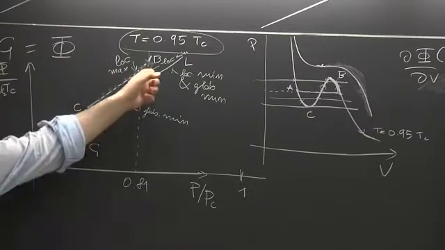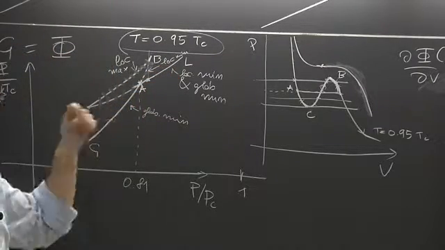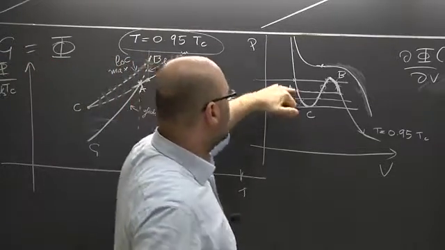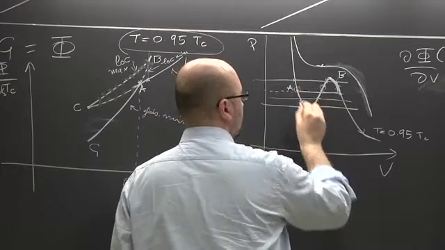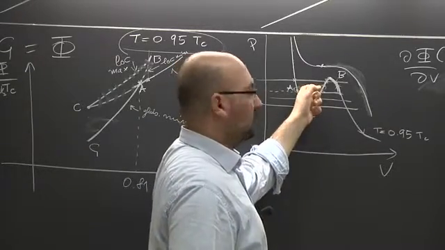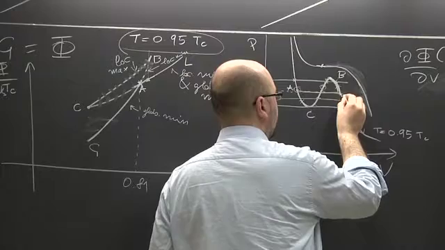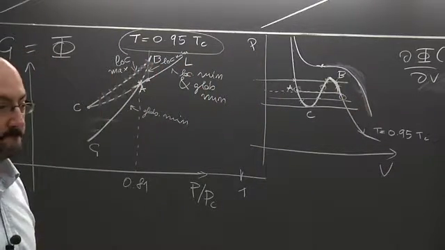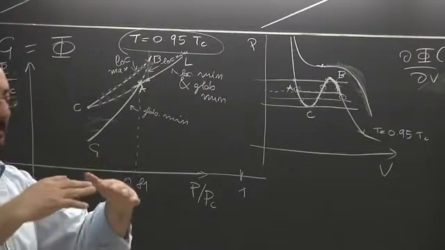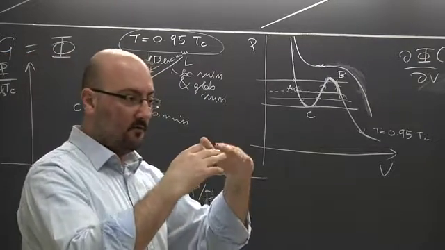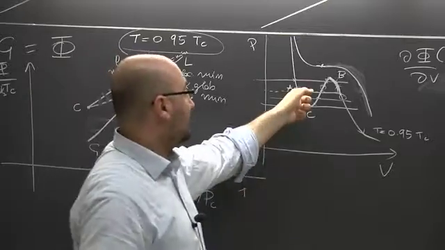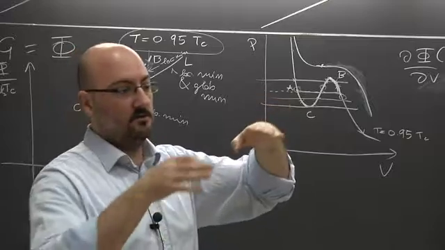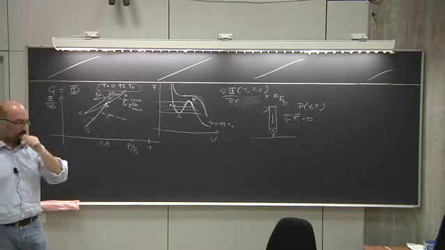So do you see the origin of the discontinuity in the derivative? It's because above this pressure, we have to take the value of the free energy in this solution, and below this pressure, we have to take the value of the free energy in this solution. So the two values are equal exactly at the point A, but they behave like two different functions. So they have a first derivative which is different.